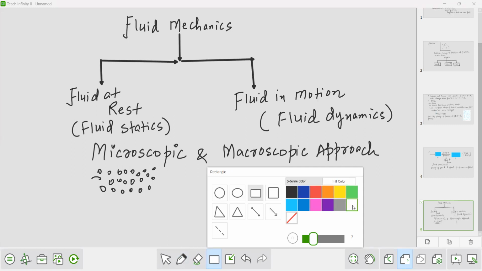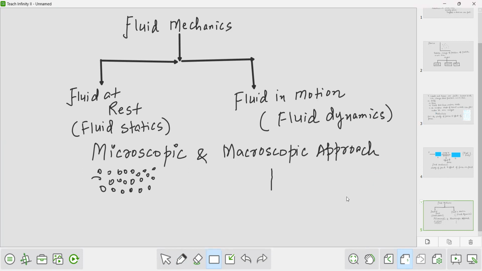Like this is the whole section. You are going to study this whole section in macroscopic level. In macroscopic approach, you are going to study the whole section or whole mass. In microscopic, you will study each individual particle. Okay.